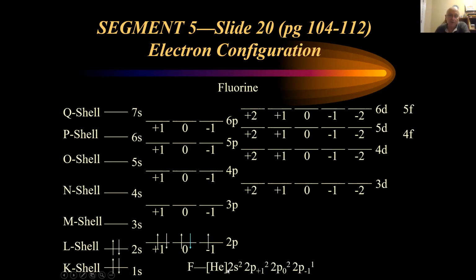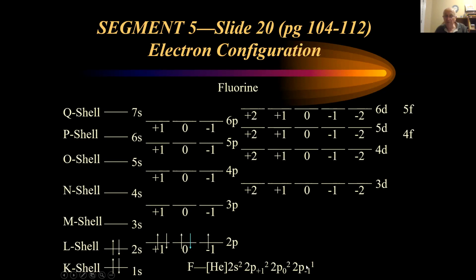So what does the orbital designation look like? Well, it's helium core, then we've got a 2s2. That's there. We got a 2p+1 with 2. That's this set. We've got a 2p0 with 2. That's this pair. And we got a 2p-1 with 1. That would be this guy here. That's fluorine. And it's in group 7. And sure enough, there's 7 valence electrons.